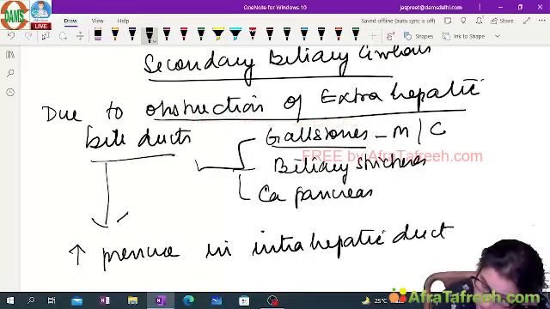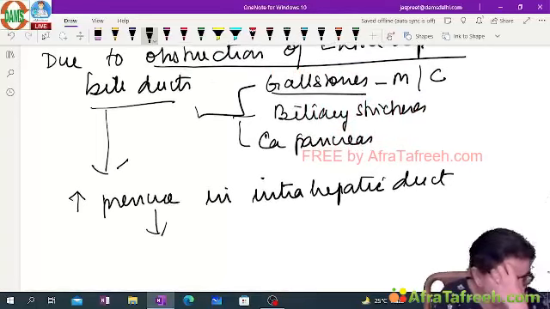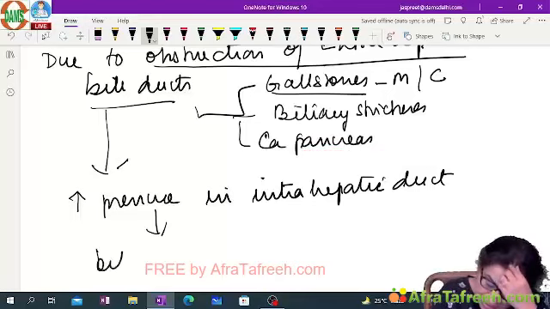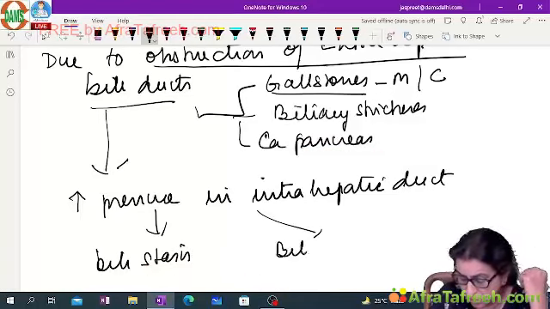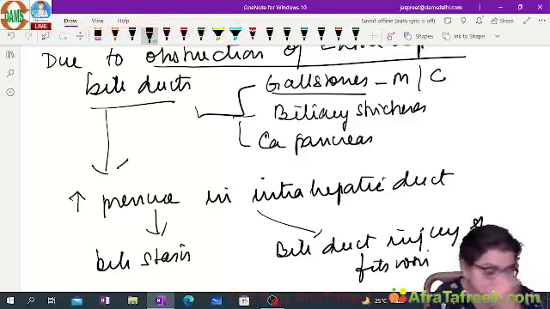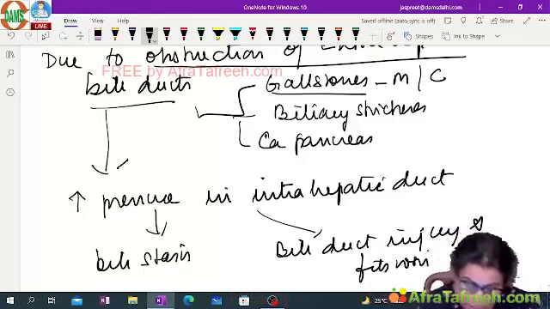So now this will cause, number one, bile stasis. And number two, increased pressure in the intrahepatic duct also causes bile duct injury and fibrosis in the liver. So fibrosis may progress to cirrhosis. Okay, so these are the 3 biliary tract diseases which we have to know.